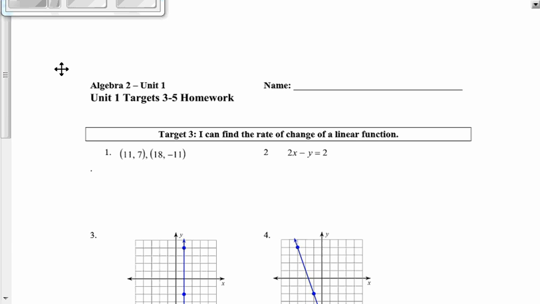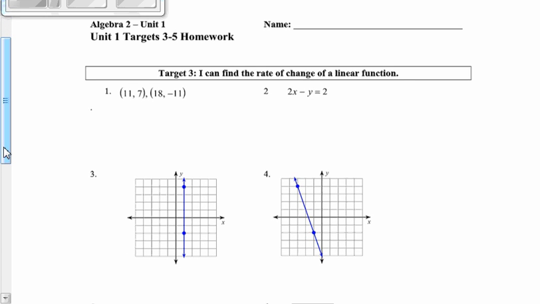Okay, starting off with target 3, remember rate of change is just asking for the slope. So our goal in all of these cases is to find the slope, which is the variable m. So anytime you're given 2 points like you are on number 1, the first thing you could technically do is get some graph paper, graph these 2 points, and do rise over run.